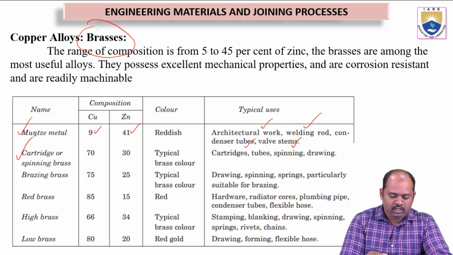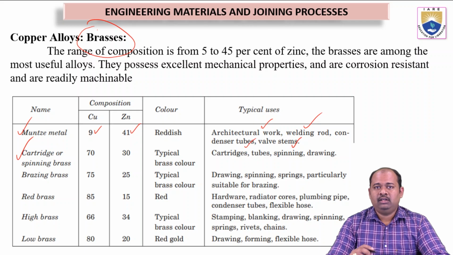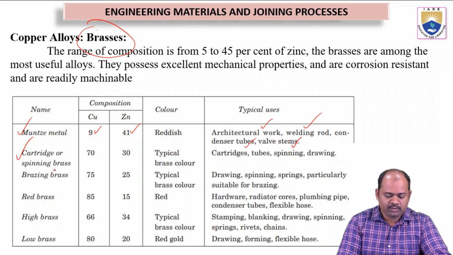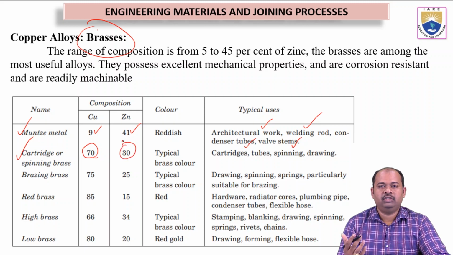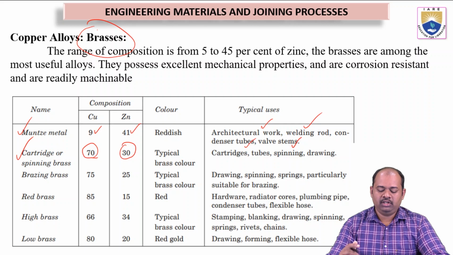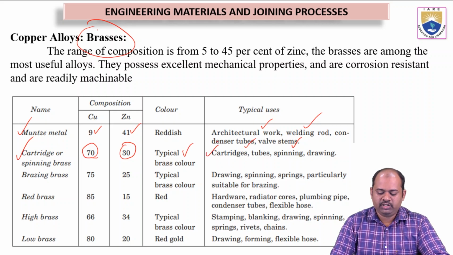And then the second one is cartridge or spinning brass. We know that the bullets of guns, mostly machine guns, are made up of brass. The shell of these bullets is made up of brass. That particular shell is made up of this spinning brass, which is called cartridge brass. It contains about 70% of copper and 30% of zinc. The 30% of zinc gives it a typical brass color, like yellowish, and it is mostly used for cartridges of machine guns or guns, and tubes.